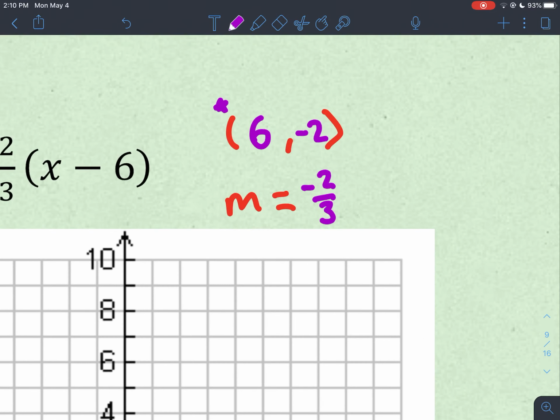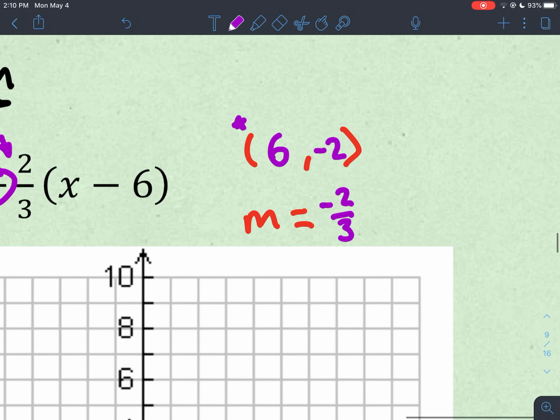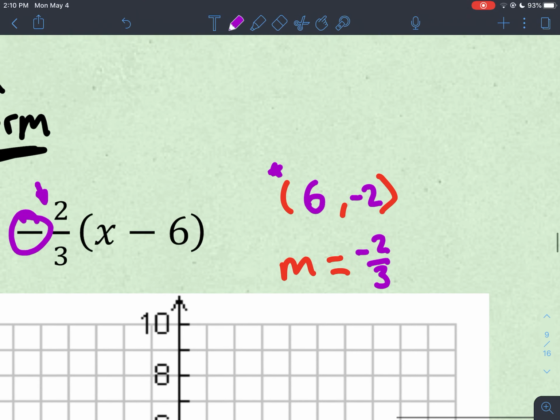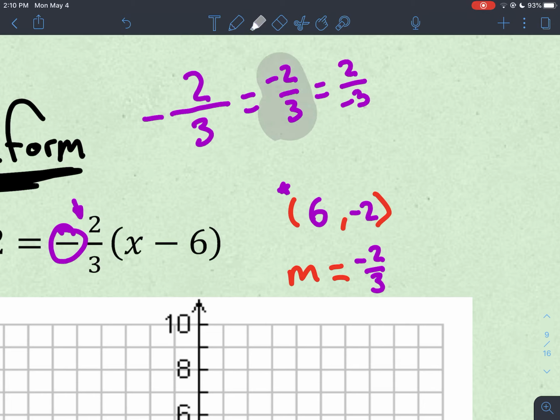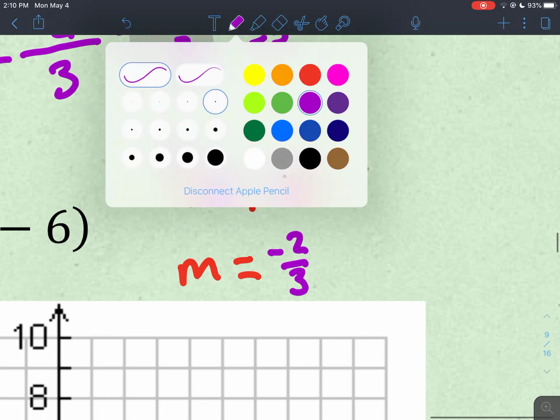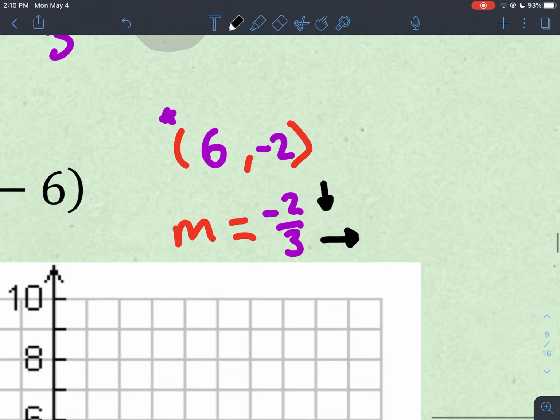Now, if you notice, the slope had the negative sign out front. Know that you can apply that negative sign to the top, to the bottom or to the outside. So really negative 2 over 3 is the same as negative 2 over 3 is the same as 2 over negative 3. Personally, I like putting that negative sign on top. Makes it a little bit easier to recognize and understand. So as we're working our way through this, that negative 2 on top tells you to go down 2, and the positive 3 on bottom tells you to go right 3. So we're going to go down 2 and right 3.